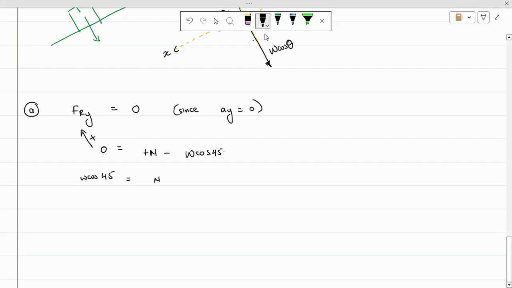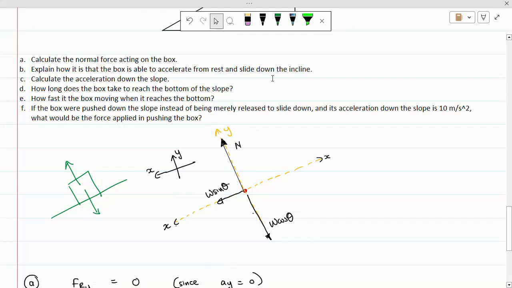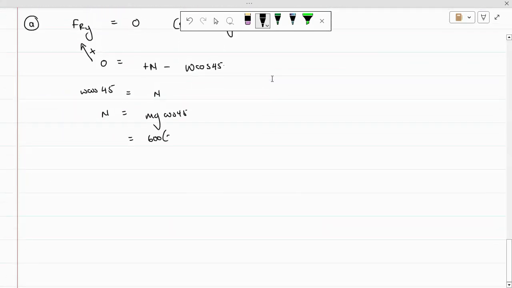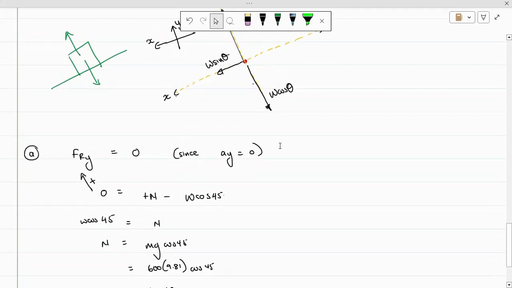45, that's your normal force. So your normal force is actually mg cos 45, since this is your weight. If you put that into your calculator, the mass is 600, that's massive, times 9.81 times cos 45. Make sure that your calculator is in degrees. That gives us an answer of 4162.0 newtons or 4.16 kilonewtons. So that's part A.